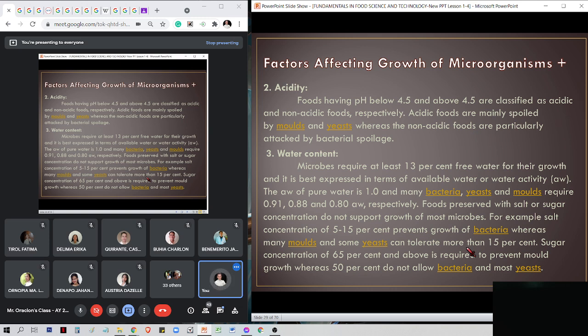A sugar concentration of 65% and above is required to prevent mold growth, where 50% does not allow bacteria, and most yeasts. So in sugar or sweetening preservation, commonly there are lesser chances of growth of molds, bacteria and yeast because of its percentage. Okay?